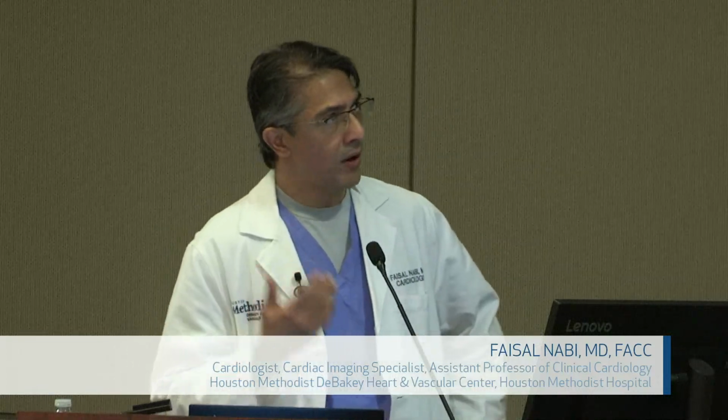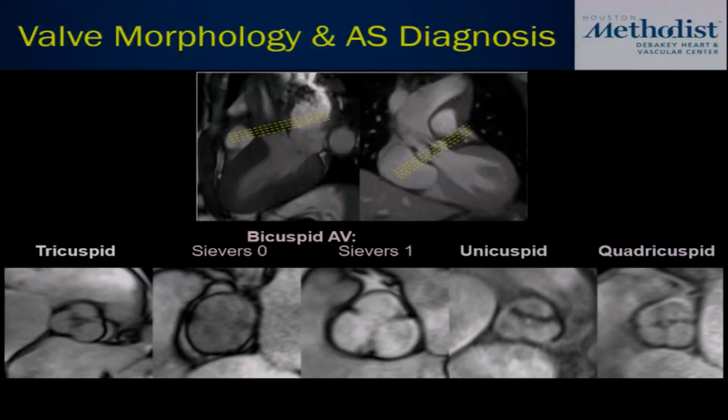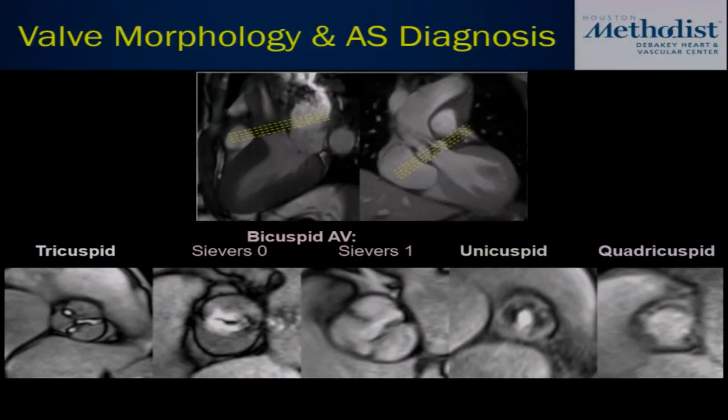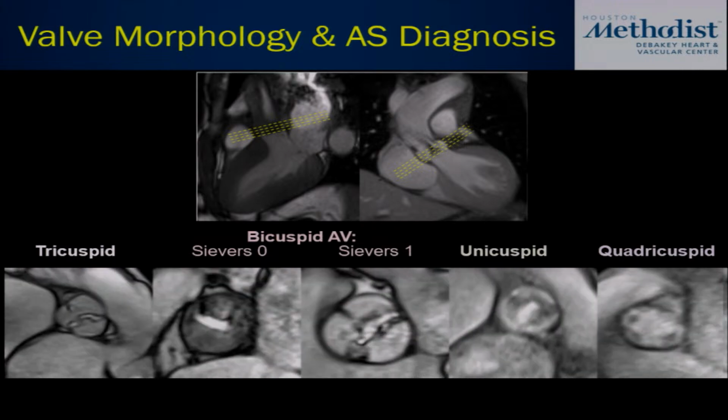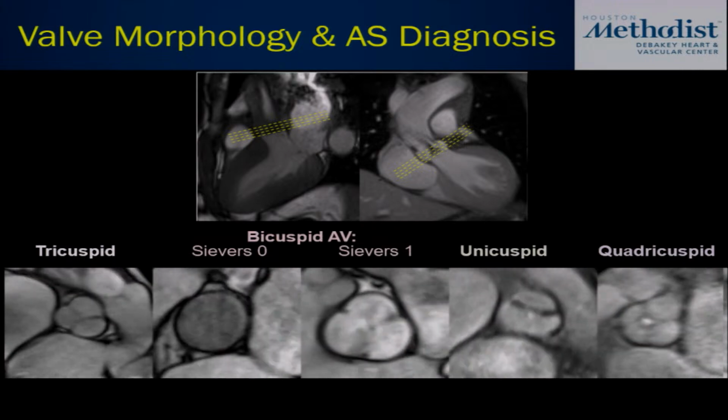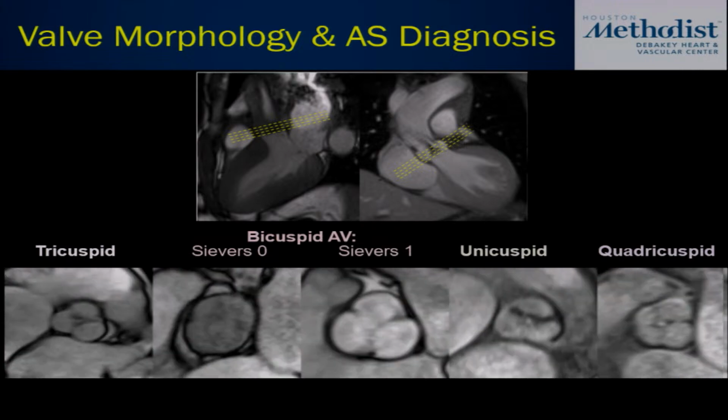So here is an example. These are four different types of valve morphology. All we're doing is taking our long axis slices and creating an en face view of the aortic valve, and you can see with what clarity we can see the aortic valve, and it's very easy for us to determine what kind of valve the patient has. And these are four nice examples on the screen for you.